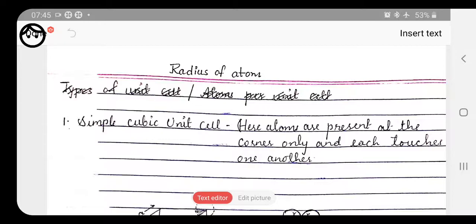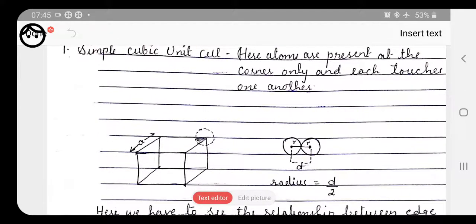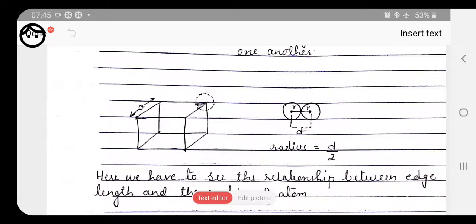So let's start with the first, that is the simple cubic unit cell. Here we know that the atoms are present only at the corners, and each atom at the corner touches the other. Constituent particles are present only at the corners in the simple cubic unit cell. So see, both are touching one another. Here if we need to calculate the radius, the distance between one nucleus and the other nucleus is taken as the diameter, and to get the radius we divide this diameter by 2, then we get the radius per atom.